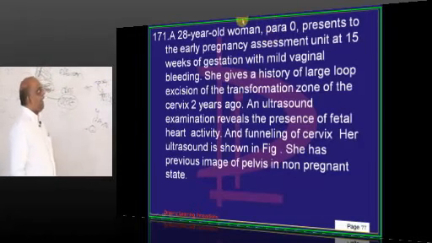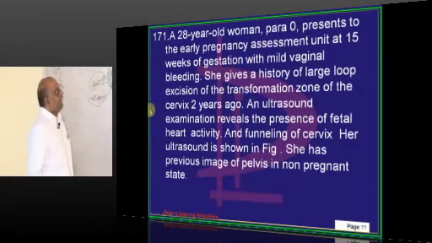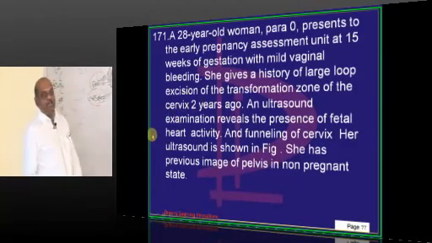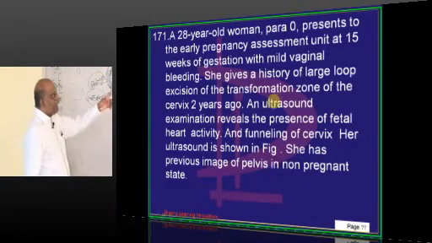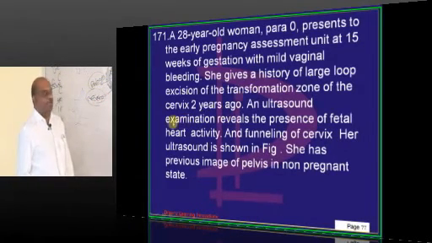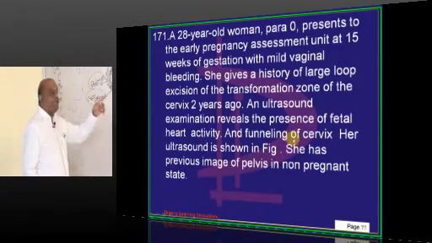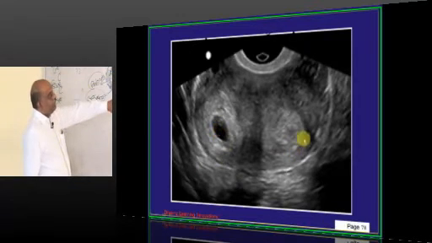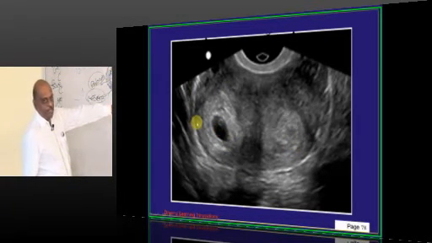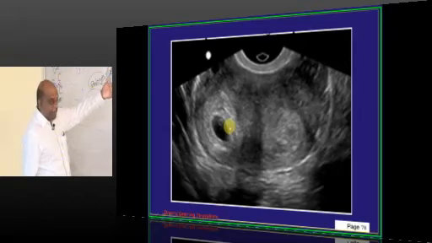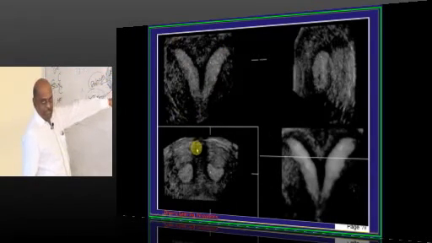A 28-year-old woman, para zero, early pregnancy, mild vaginal bleeding. She has a past history of loop excision of the transformation zone of the cervix. The ultrasound examination is showing fetal cardiac activity. Ultrasound is also showing funneling of the cervix, the cervical incompetence. And two cornua are there, and before pregnancy she had undergone imaging, which showed a bicornuate uterus.